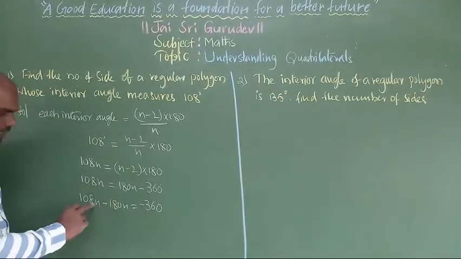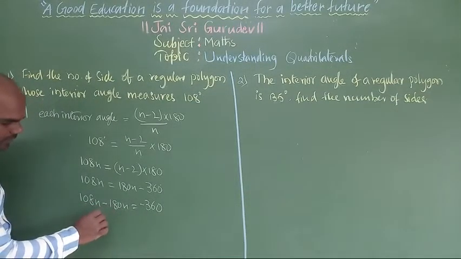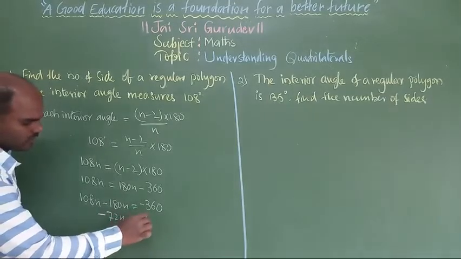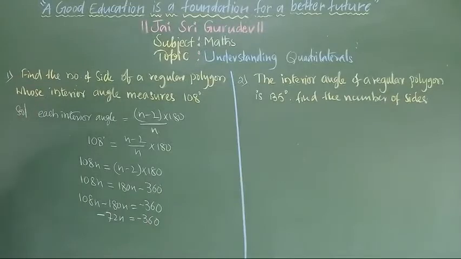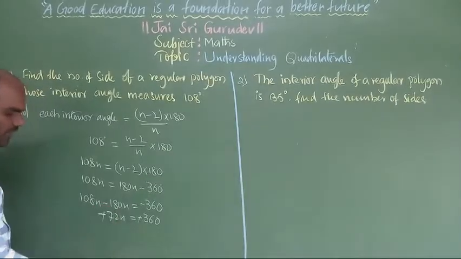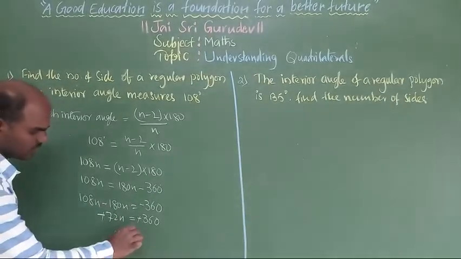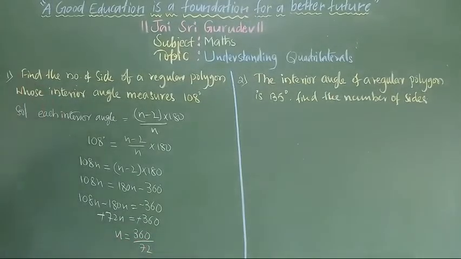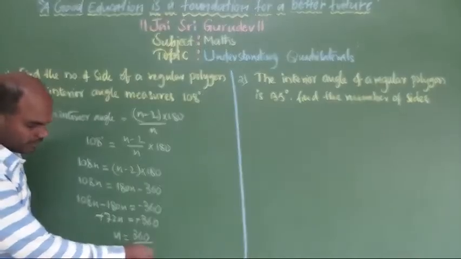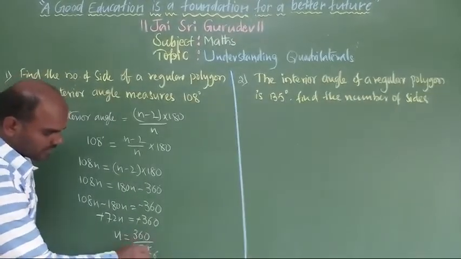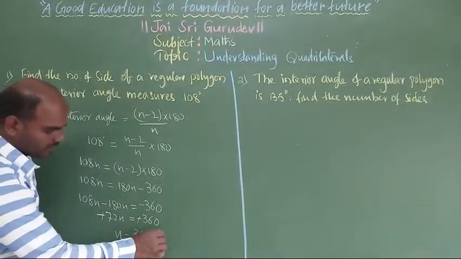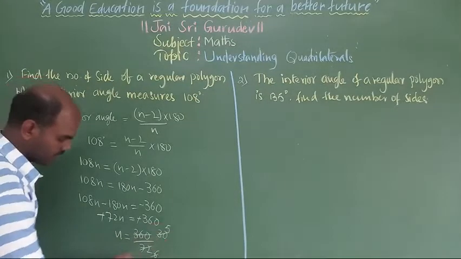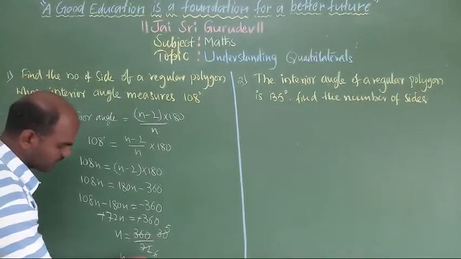Then 108 minus 180 will become minus 72. So minus 72n is equal to minus 360. The minus signs cancel, so n is equal to 360 by 72. Cancelling, 72 into 5 is 360, so n is equal to 5.